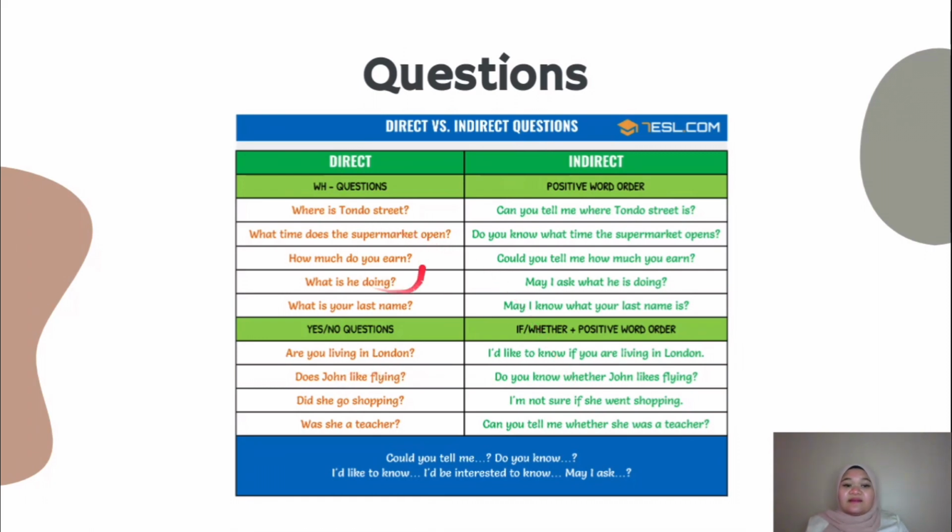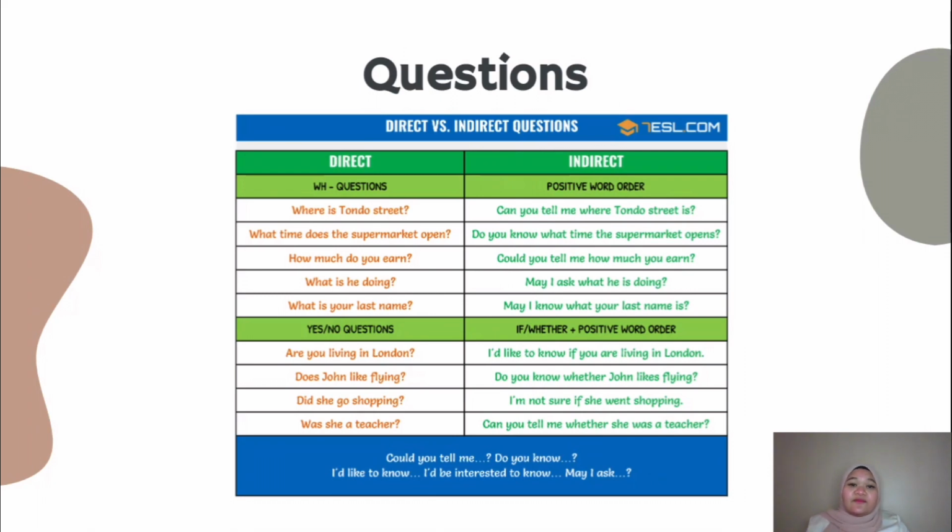Here, it doesn't use modal verbs, but when we change to indirect questions, it uses modal verbs, which are can, could, may. So, could you tell me, do you know, I'd like to know, I'd be interested to know, may I ask? Those are examples of indirect questions.